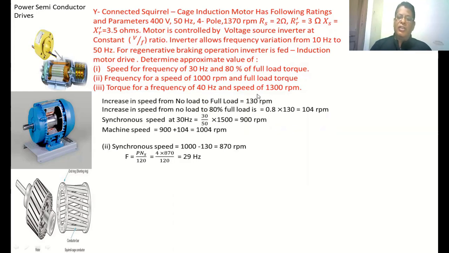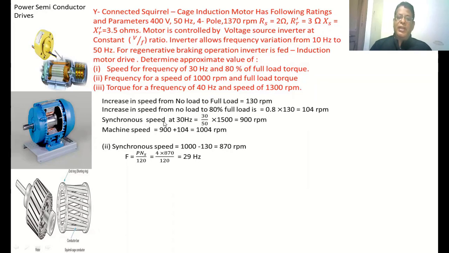How are we going to calculate this value? Ns equal to 120 F/P. We are getting 1500 RPM, minus 1370. Now the increase in speed from no load to 80% of full load is equal to 0.8 times this value. We are getting 104 RPM.